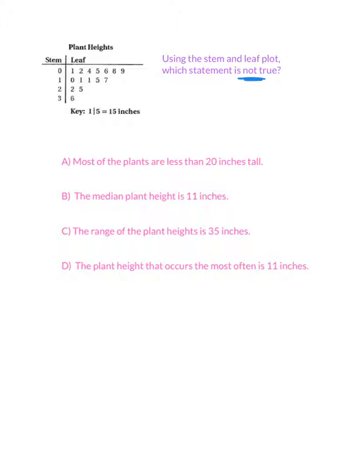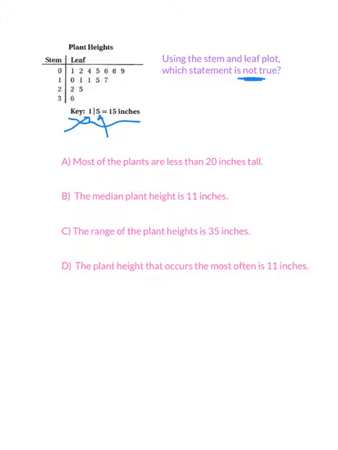So we have a key here, which you see a lot, that 1/5 means my stem is my 1 and an example of my leaf is a 5, and that stands for 15 inches. So the plant heights are all listed in inches. So now what I'm going to do is look at one choice at a time and see if it's true or false.